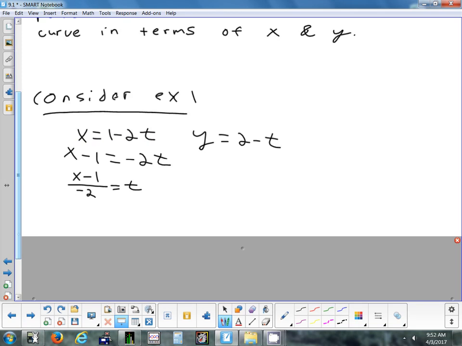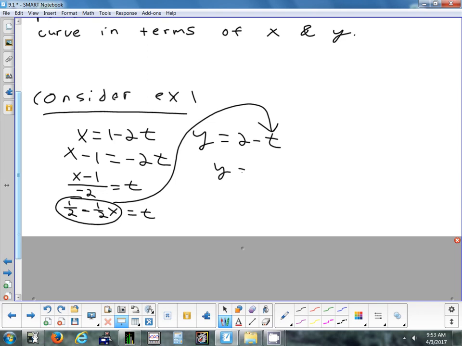Or if I wanted to separate this out into two terms, what's negative 1 divided by negative 2? Yeah, 0.5 or 1/2. And what's x divided by negative 2? Negative x over 2 or minus 1/2 x. Okay, so I just separated it out and did the division. Okay, so that's t. Now fill that in right there, and you'll have a formula.